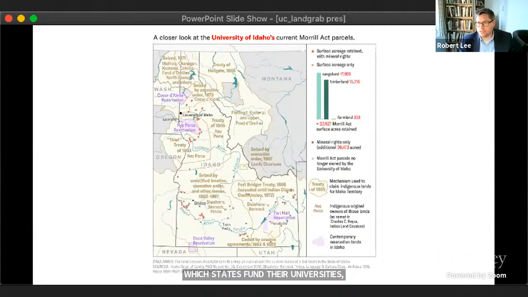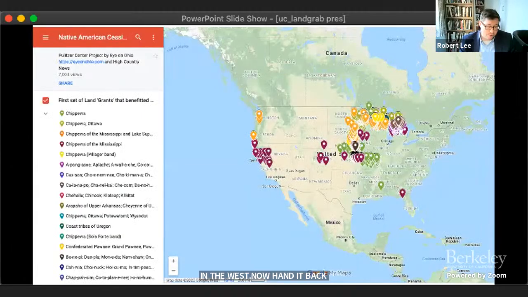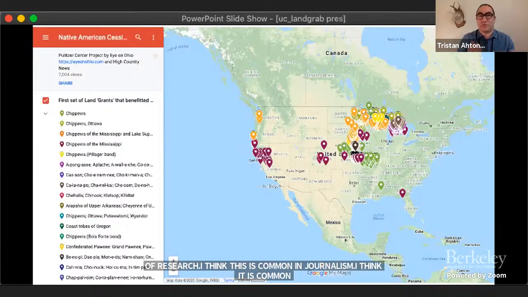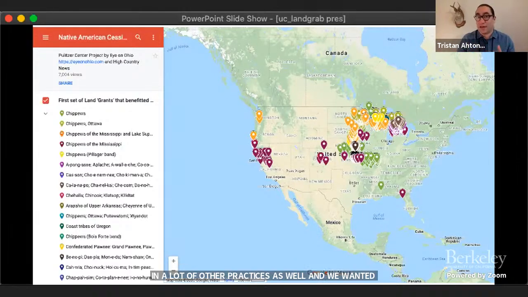Now I'll hand it back over to Tristan to talk about what some other people have been using and doing with the data. To the point of being really an open source story and investigation, we're very highly opposed to the idea that one person or one team jumps into an idea or an area and does the big takeaway piece and then closes the book on that, moves on, and claims that as their area of research. I think this is very common in journalism. I think it's common in a lot of other practices as well. And we really wanted to subvert that by making all of that data public.